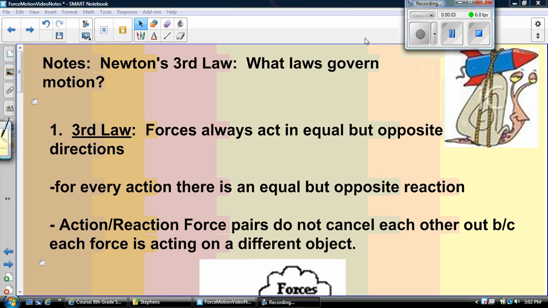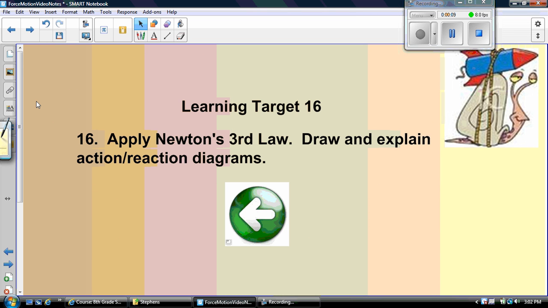Okay, now we're going to learn about Newton's third law of motion. So learning target 16 still, you're going to be able to apply Newton's third law and draw action-reaction diagrams.